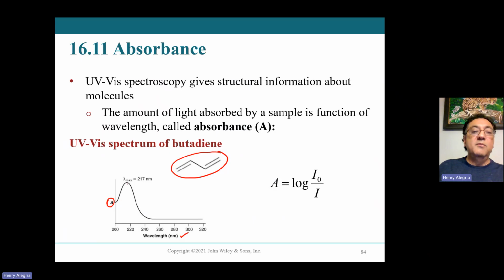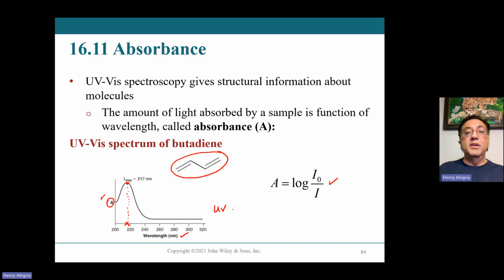Where this curve maxes out, we come down here and find where it crosses the x-axis. That wavelength is what we call your lambda max. That corresponds to the wavelength associated with the energy of the HOMO-LUMO gap. Now this absorbance, you see this little a here, there's a formula to calculate it. It is the log of I0 over I. I0 is the incident radiation, I is the exiting radiation, meaning the following.